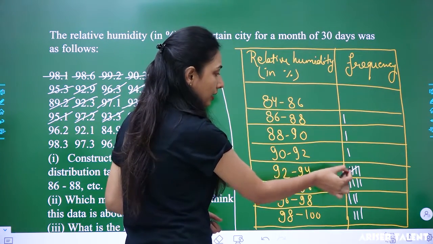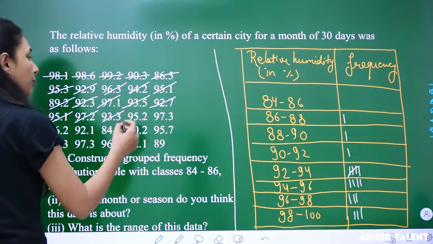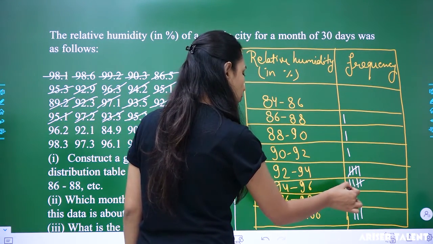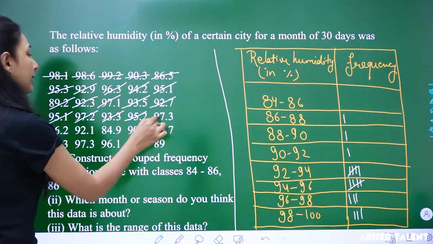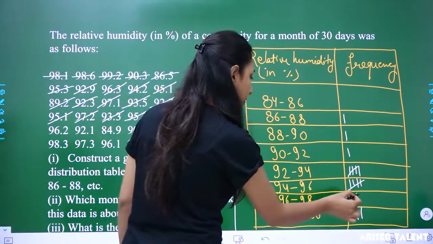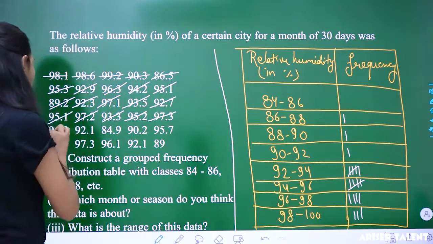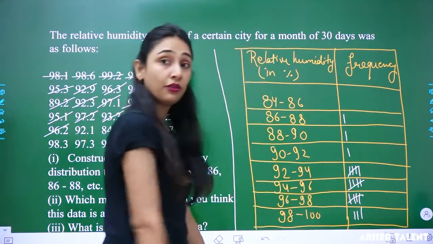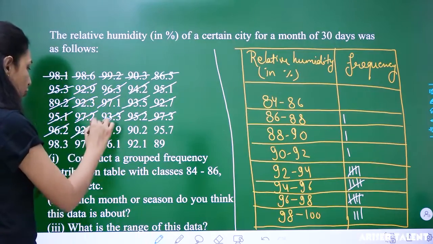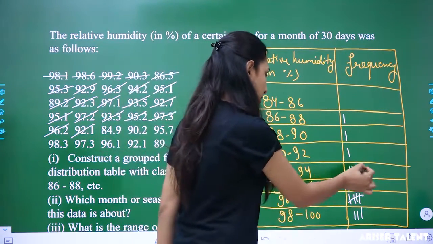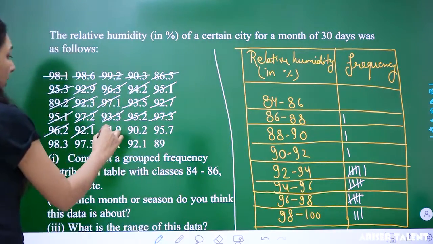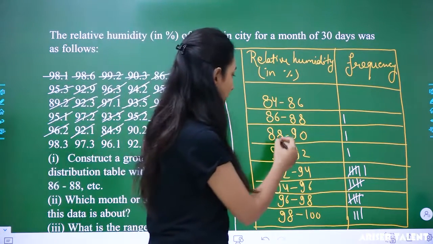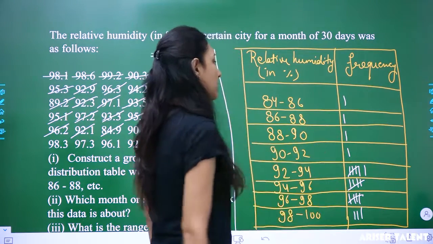So fifth will be this bunch. Okay, 93.3 done. 95.2 again. Then 97.3, then 96.2 again in this group. So fifth, right? Then 92.1 is here. Sorry. Then 84.9 is going to be here.